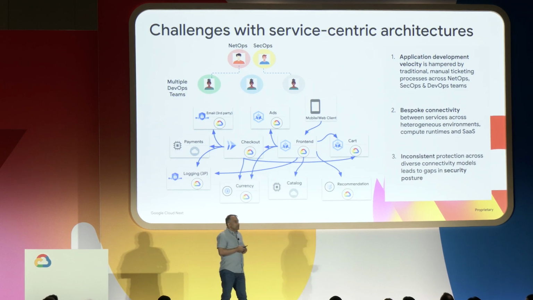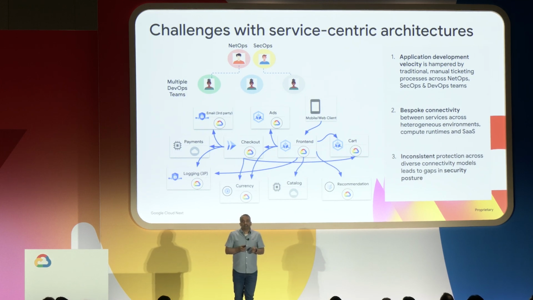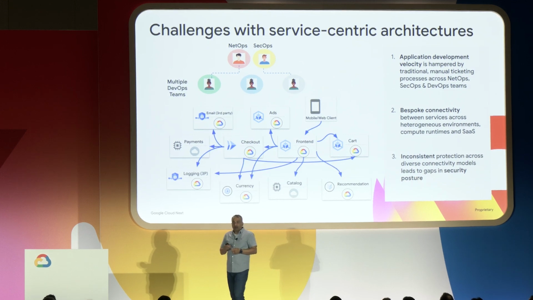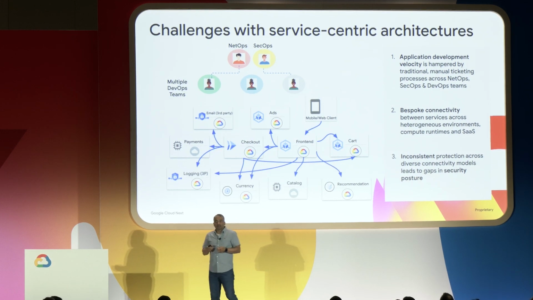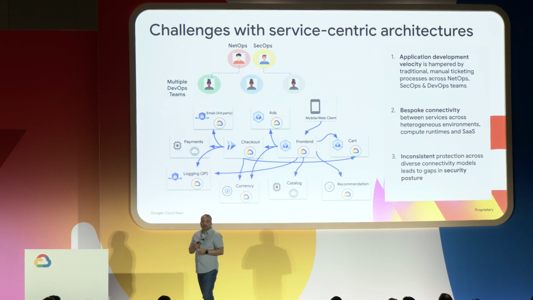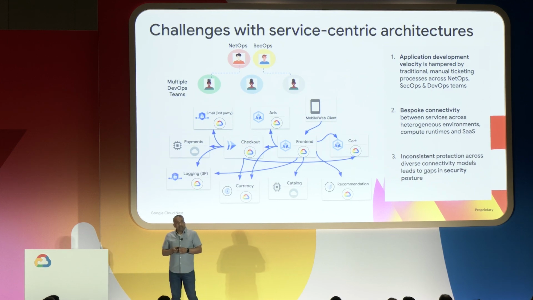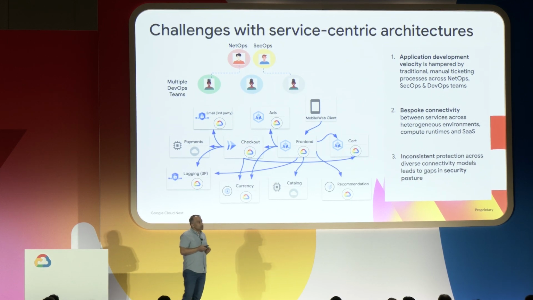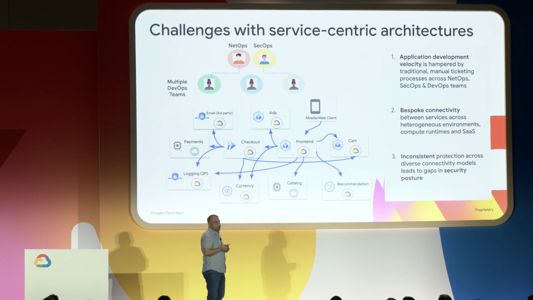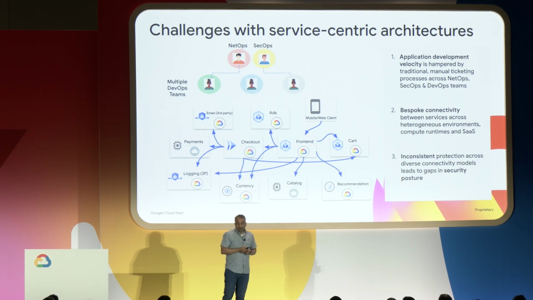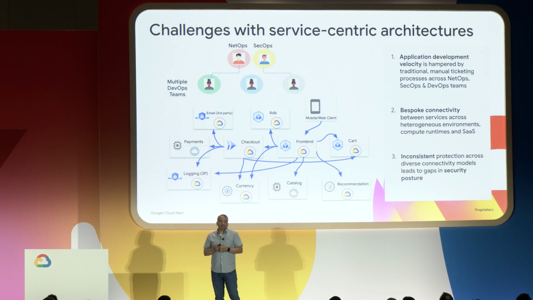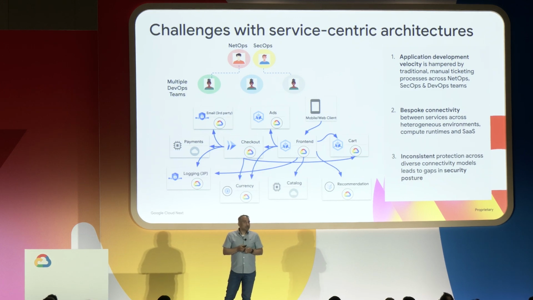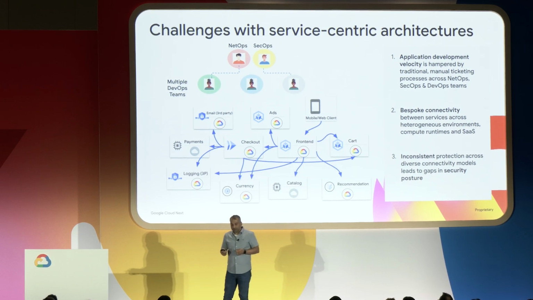And last but not the least, the inconsistent security architecture that is built on top of this complex network leads to critical gaps in the security posture of the enterprise or the organization, exposing these organizations to vulnerabilities and potential data breaches.